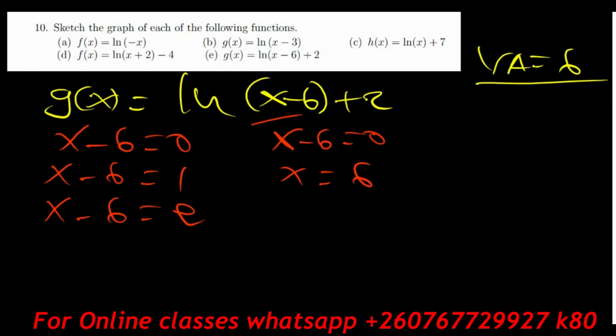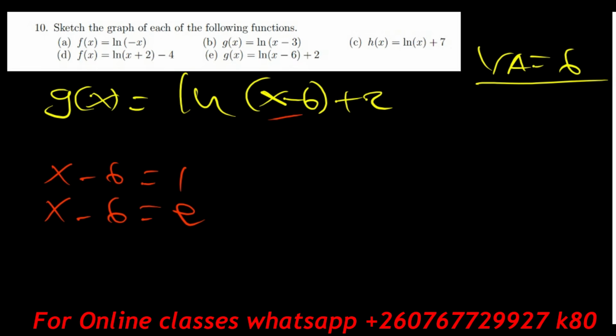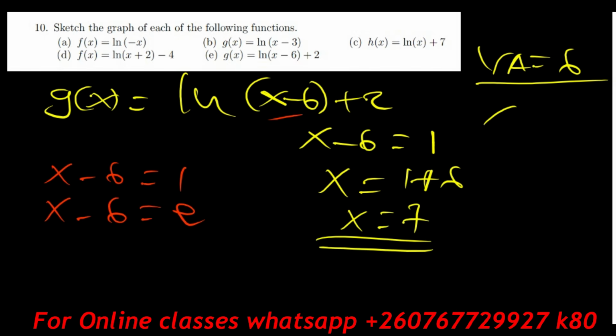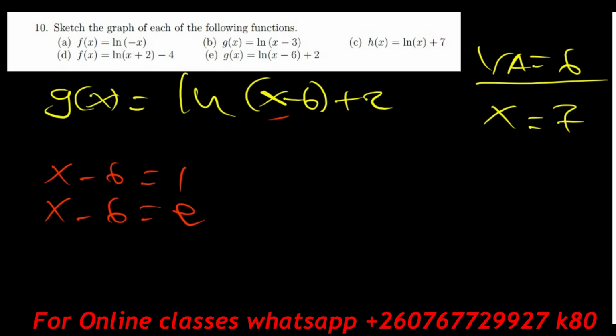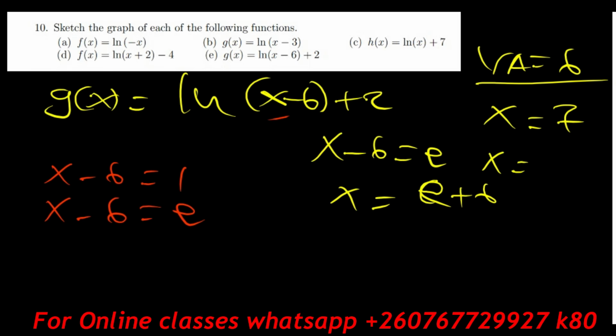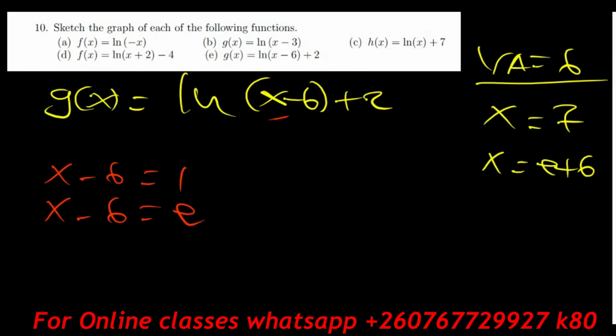I'm done with that. So now from here, I'm going to solve the values. The second one, I've got x minus 6 is equal to 1. I'll shift negative 6 to the other side. I'm going to say x is equal to 1 plus 6. So my x will be equal to 7. That is going to be my first coordinate. Okay, let's go to the second one. So I have x minus 6 is equal to e. So x is equal to e plus 6. That is going to be my second coordinate, e plus 6. We are done. Now let's find the values of y. Then we have our graph.